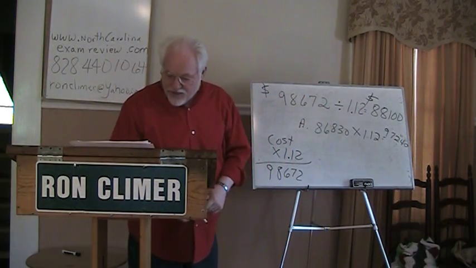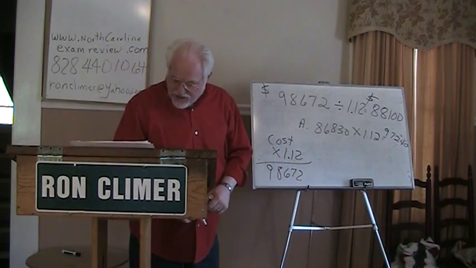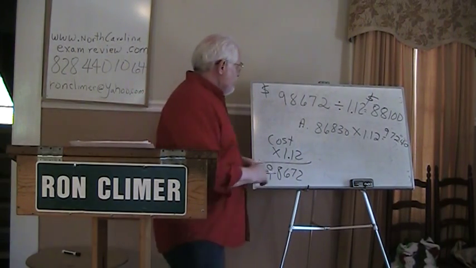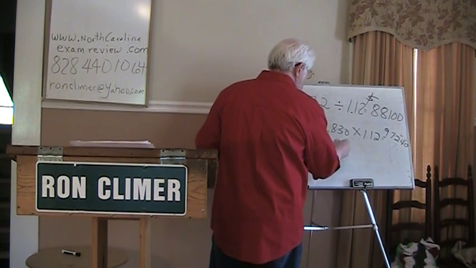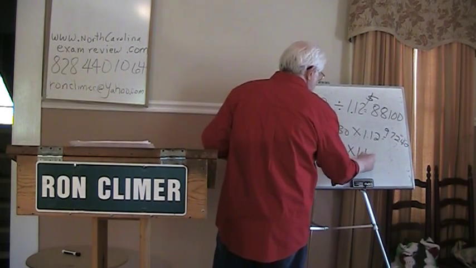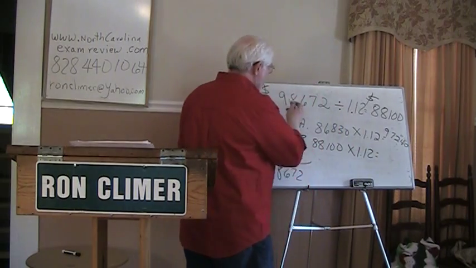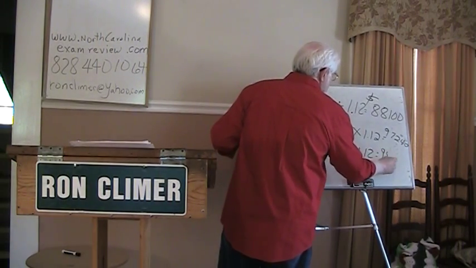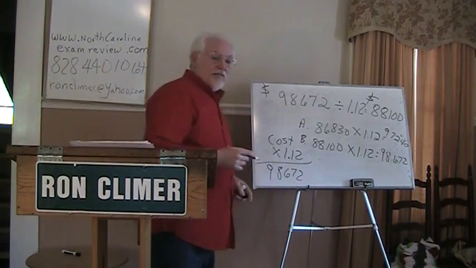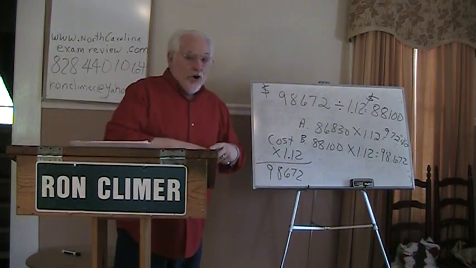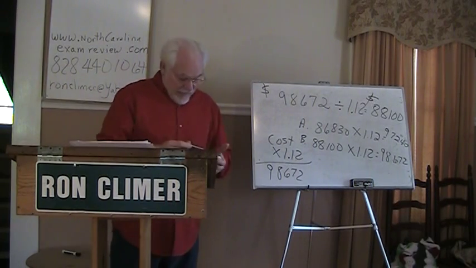Try that with choice B. Well, actually try it with choice B. Choice B is $88,100. Times that by 1.12, and that gives you the 98,672. So that's the right answer. No pride, but you get the right answer.